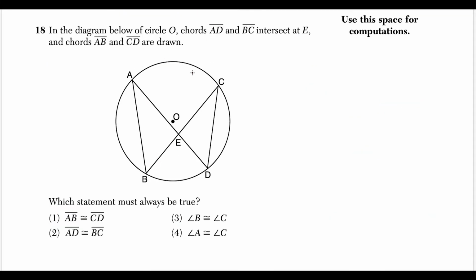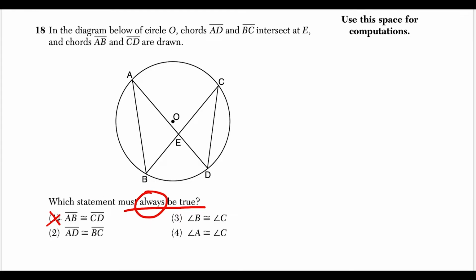Question 18, we have a diagram of circle O, and we have 4 chords that are drawn in, and we want to know which statement must always be true. Not sometimes, we need it to always be true. So AB is congruent to CD. Well, just looking at this, it looks like AB is longer than CD. So I'm going to cross that out because we need the one that's always true.